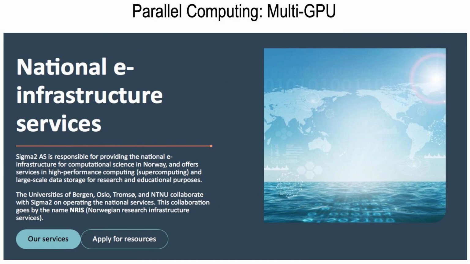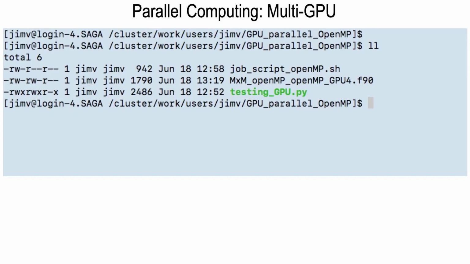In this video, we will explore OpenMP offloading on multiple GPUs, applying OpenMP for multi-GPU parallel computing. I have created a new directory called GPU Parallel OpenMP in the work folder on Saga. We'll use this directory to submit job scripts and explore multi-GPU parallel computing on the A100 nodes.